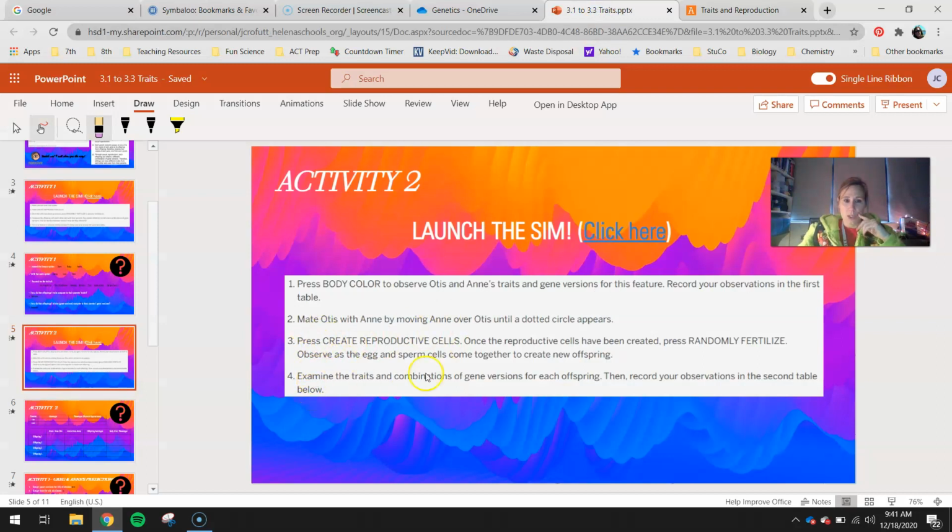We're going to press create reproductive cells, so that'll produce what egg and sperm those 2 spiders could pass down. And then again, we're going to randomly fertilize them, because that's how nature works. We usually don't get to pick, okay? We can't really see what genes look like per se, and it's harder for us to pick. And then examine the traits and combinations of the genes for each offspring.